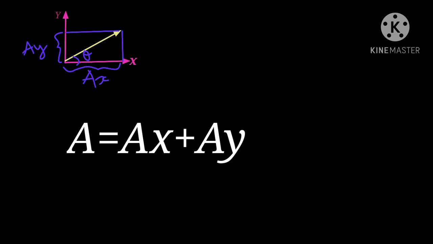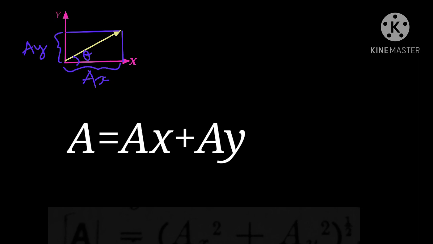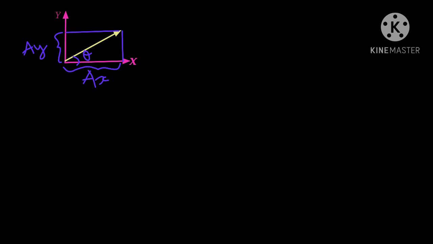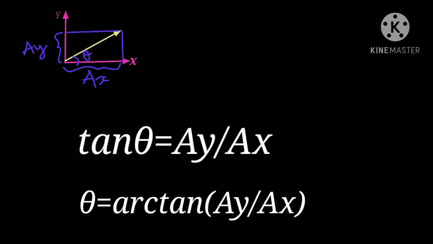The magnitude of the vector A is given by modulus. We will name it as modulus A is equal to ax square plus ay square whole raised to half. The direction of A is such that it makes an angle theta, and theta is equal to tan inverse ay by ax. This also you can get from the picture.